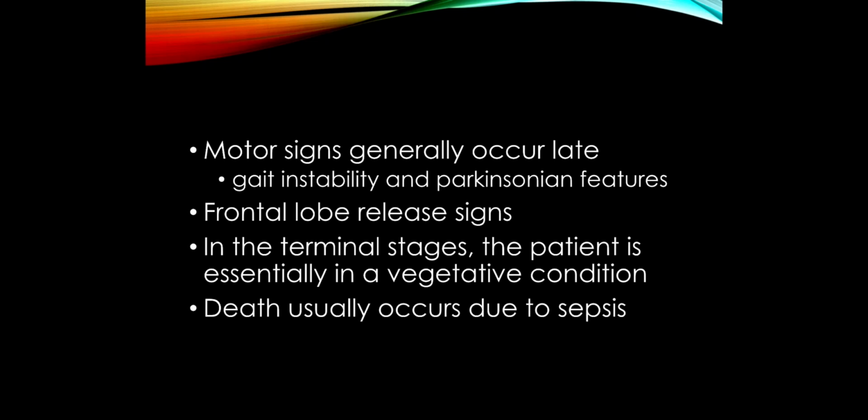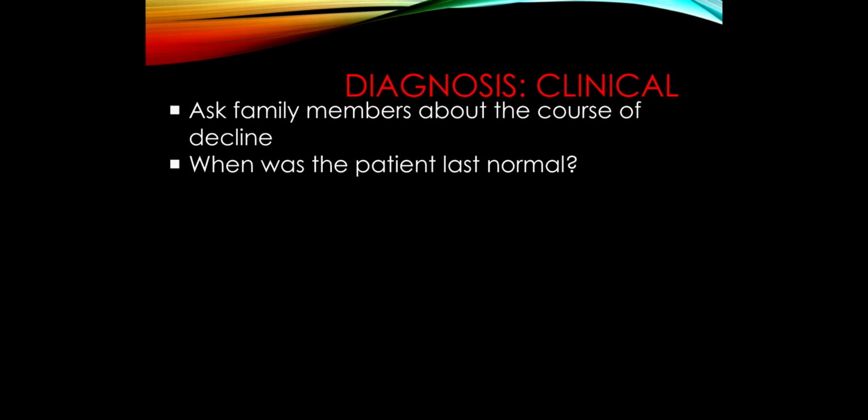Death is usually due to infection of some sort, a pneumonia, bladder infection, something like that. So just practically making the diagnosis, this is a clinical diagnosis. You're going to get most of your information from family members because the patient doesn't have insight. I do like to ask, when was the patient last normal? Which can be difficult to determine, but we want to know, when did this start?